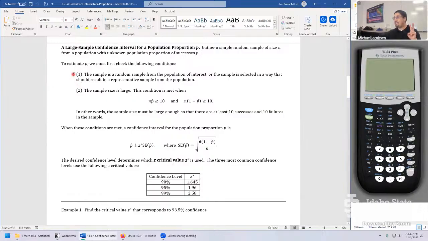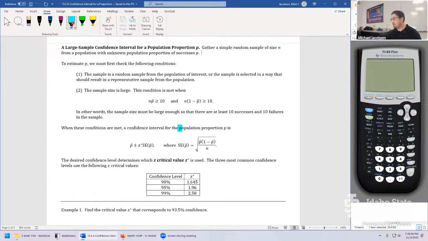But the two major things that we can double check are, did it mention anything about randomization? And is our sample size itself large enough to meet the success failure condition? So these are going to be the two elements that we focus mostly on in this section. If those conditions are met, here's the whole formula. The population proportion p is estimated by taking the statistic p hat, add or subtract z star, a new symbol, times the standard error of p. The formula for standard error is over on the right. So if we can figure out what z star is, we have the entire confidence interval procedure down.